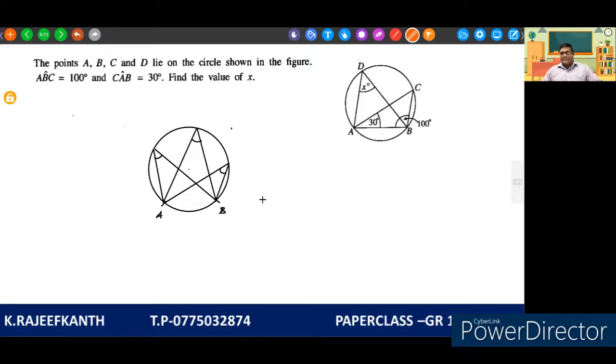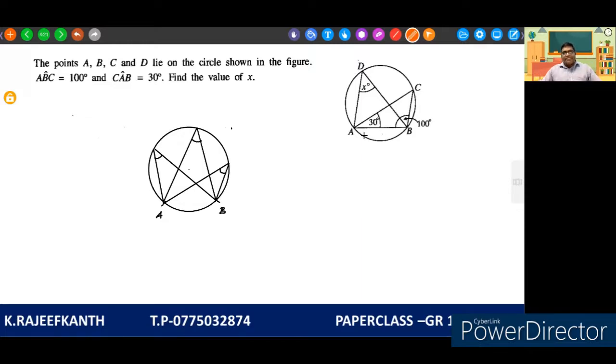These are equal. So by using this, we can find the value of X. So how can we find the value of X? Here, this arc AB forms the angles ACB and ADB.